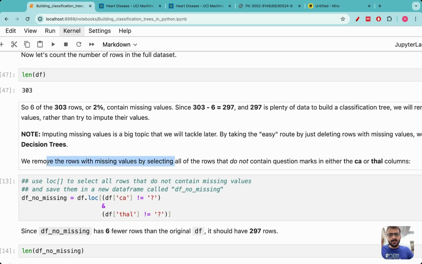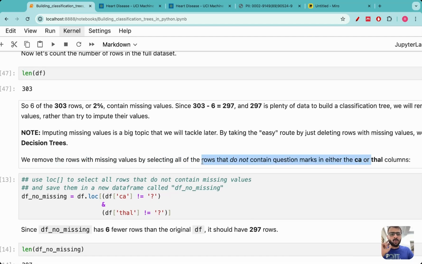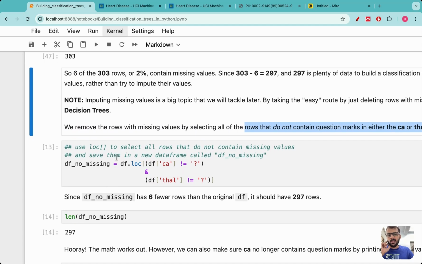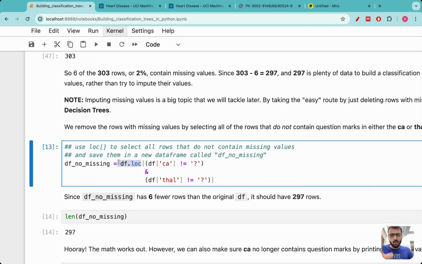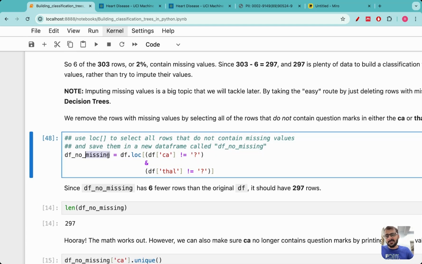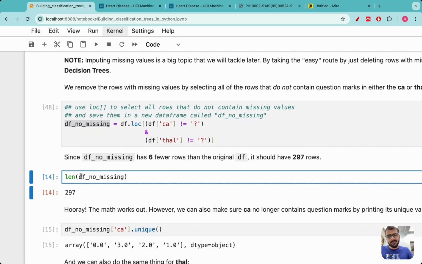So we remove the rows with the missing values by selecting all of the rows that do not contain question marks. So what we are going to do now is look at the data frame and look at all those locations where the CA and the thal values don't have question marks. And we are going to call this df_no_missing, which means that df_no_missing does not have any missing values or any question mark values.